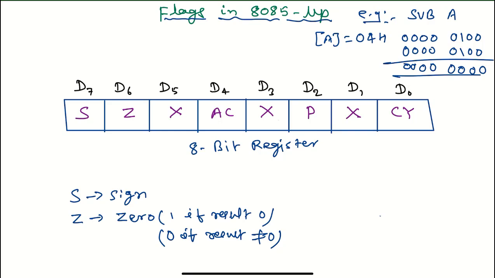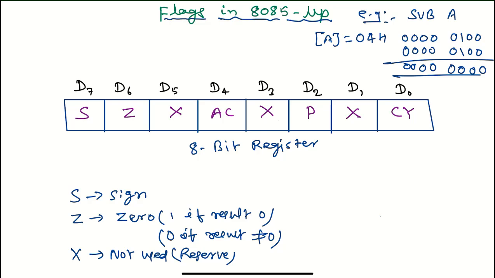Cross means not used, and this is kept as a reserve. So D5 bit, D3 bit and D1 bit are shown here with this X symbol. These 3 bits are not used so far. They are kept for future requirements, if any. That is the reason D5, D3, D1 are not used.